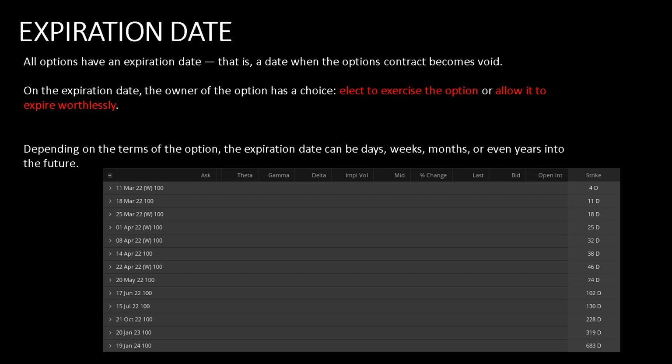Now, in Europe, they only have the option to exercise on the day of expiration. In America, that's not the case. You can sell your contracts whenever you want. So if you're up 25%, but it doesn't expire until 3 months from now, you can still sell it.